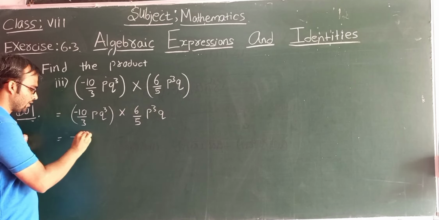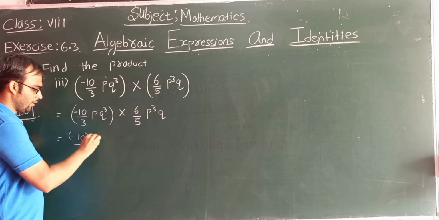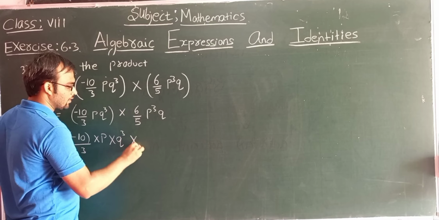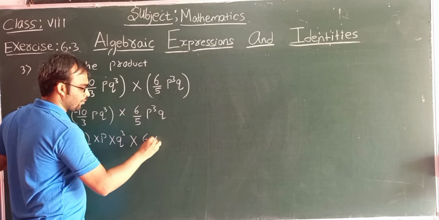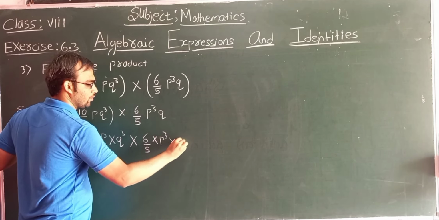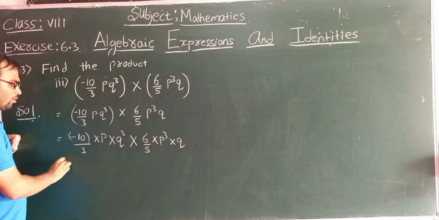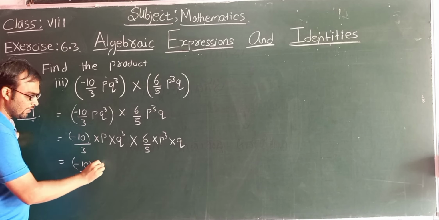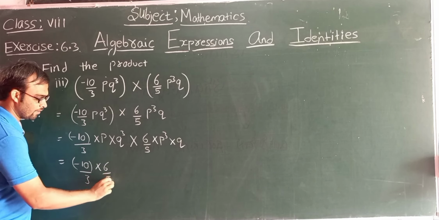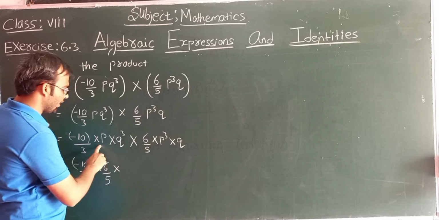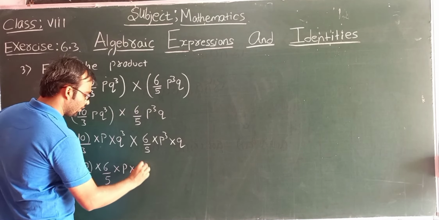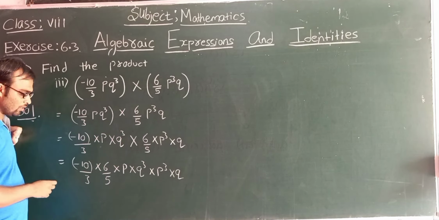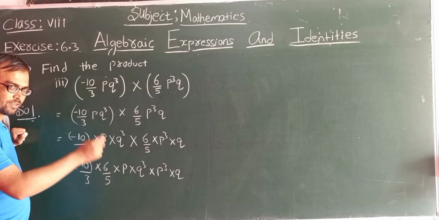So here minus 10 by 3 into p into q cube into 6 by 5 into p cube into q. Now group numbers one side. That is minus 10 by 3 into 6 by 5. Next p into q cube into p cube into q. Look at it students, what we have done: we have grouped numbers one side and variables one side.